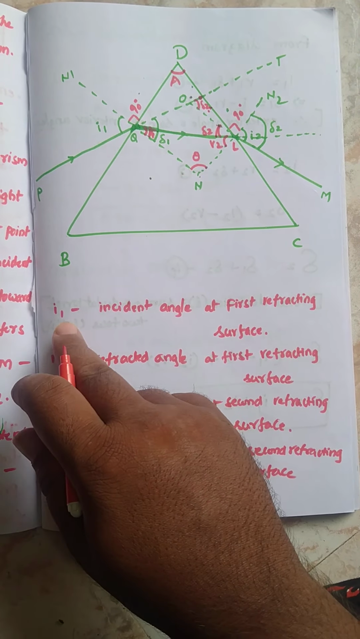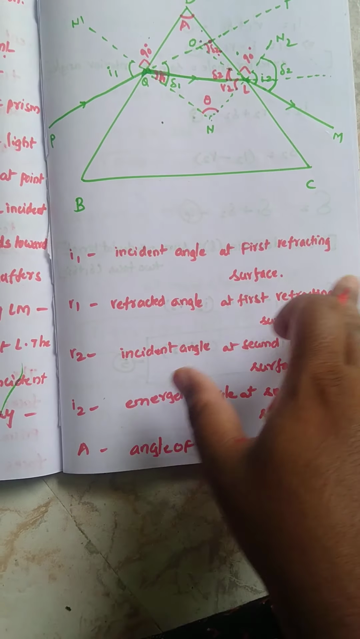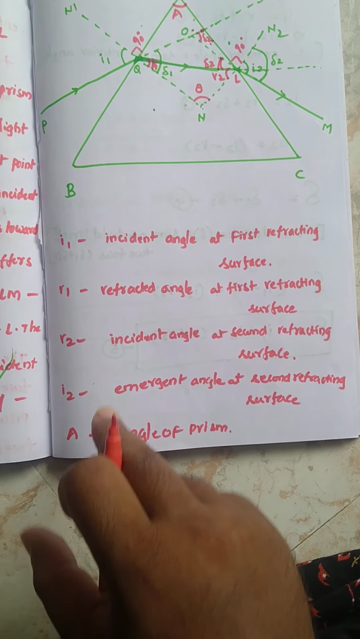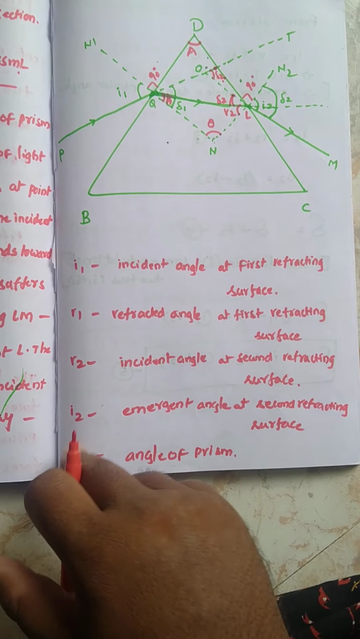So see, I1 is the incident angle at the first refracting surface, and R1 is the refracting angle at the first refracting surface, and R2 is the incident angle at the second refracting surface, and I2 is the emergent angle at the second refracting surface. A is the angle of prism.